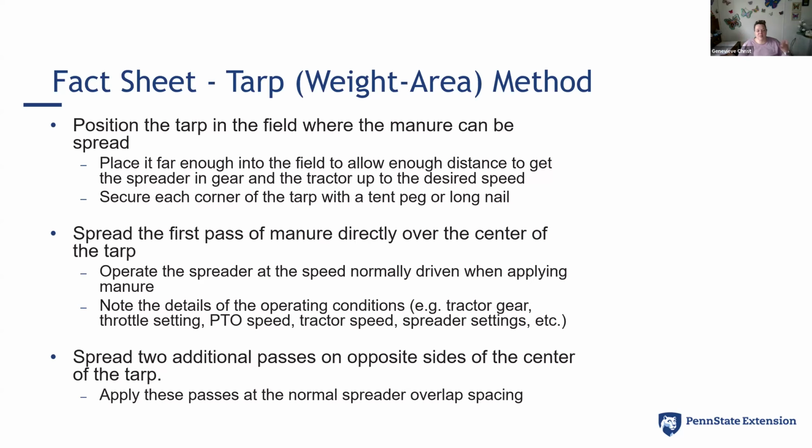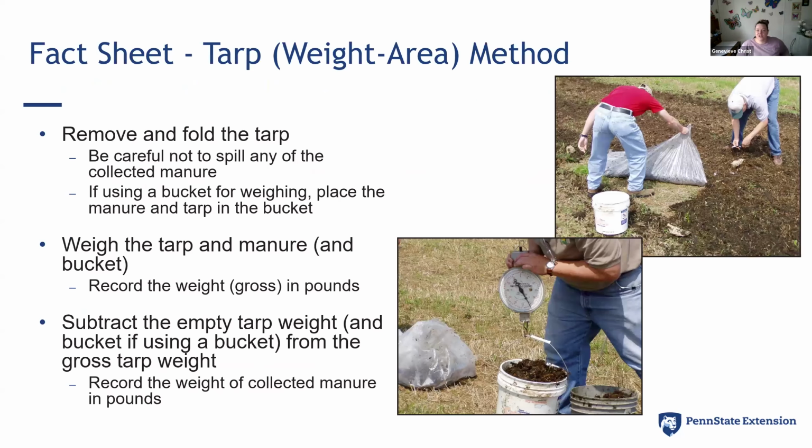And then, we talked about overlap. And so we want to apply 2 additional passes, one on each side of that tarp. And we want to apply these passes at that normal spreader overlap spacing that is required. So at that point, we should have uniformly spread manure across our tarp after those 3 passes. And so we want to remove the tarp and fold it up. Try not to spill any of that collected manure.